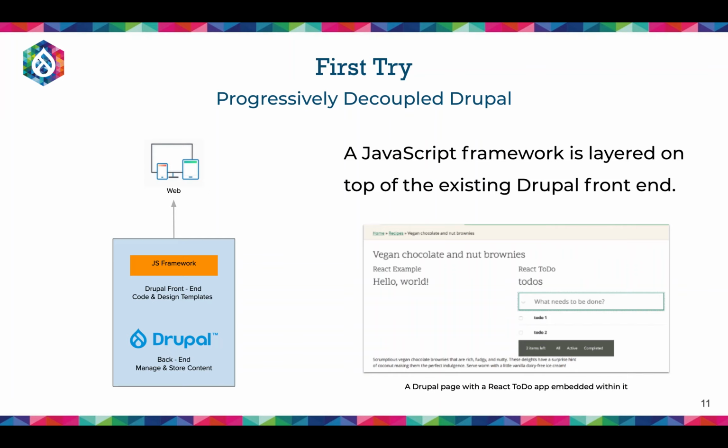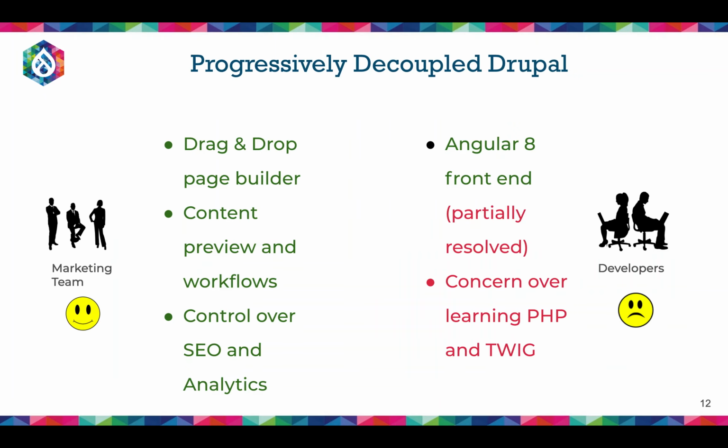So here is a screenshot of Drupal 8 Umami installation profile demo site where we have a React to-do application embedded in the page. So with this approach, of course, the marketing team was very happy because they were getting all of their top requirements from a traditional Drupal implementation.